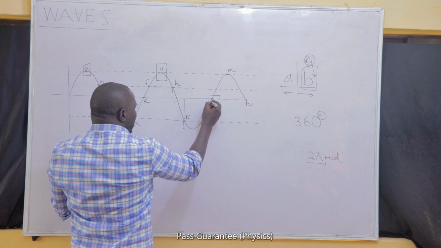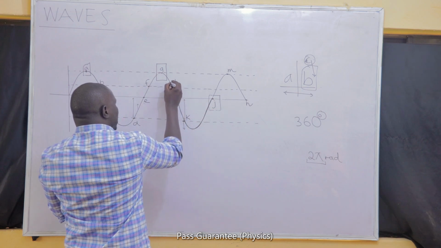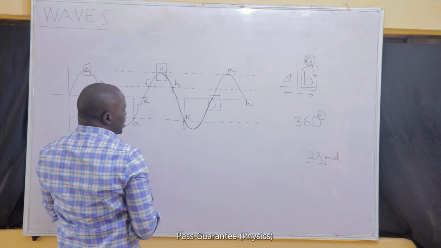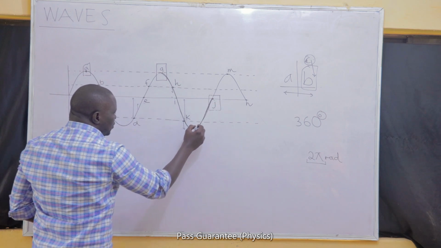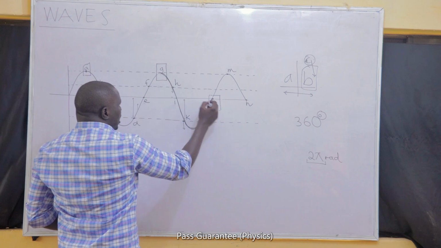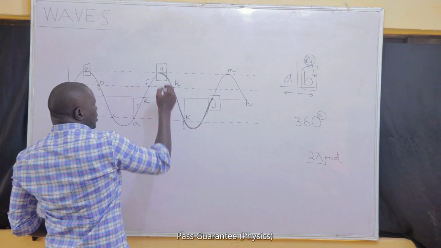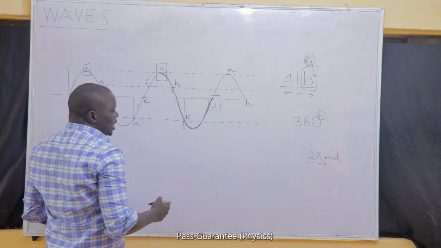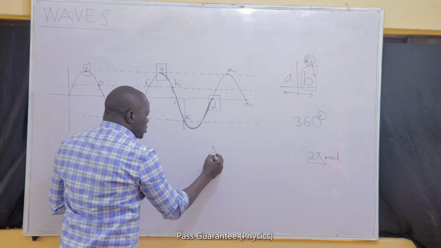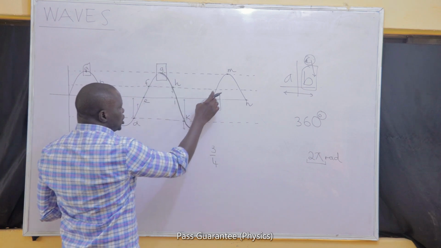I expect you to know that this is half and this is a quarter, based on what I've mentioned earlier. So the number of cycles that I have between J and G is half and a quarter. Half and a quarter, if you put that in fraction, is 3/4. So I have 3/4 cycle between G and J.